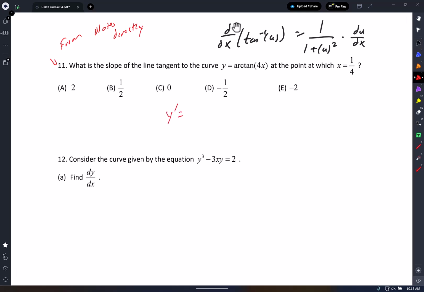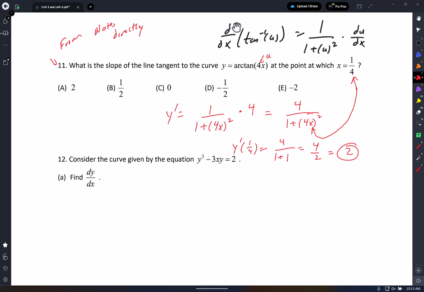So y prime equals 1 over 1 plus 4x, where 4x is my u, squared, times the derivative of 4x, which is 4. I don't see any issues. I'm going to leave it as 4x, and then insert 1/4 right there. So y prime evaluated at 1/4 equals 4 over 1 plus 4 times 1/4, which is 1, and 1 squared is 1, see? So there it is.